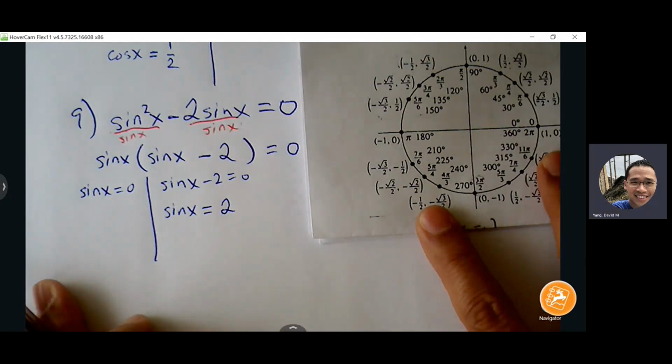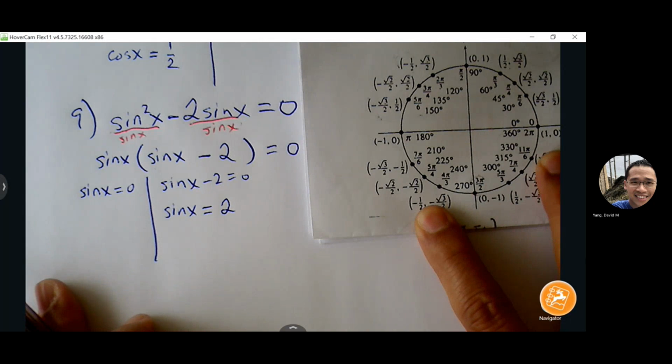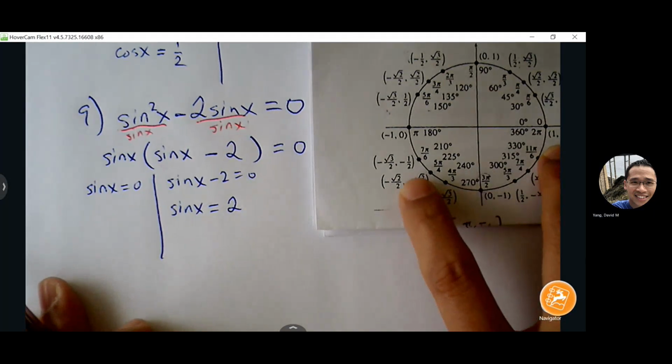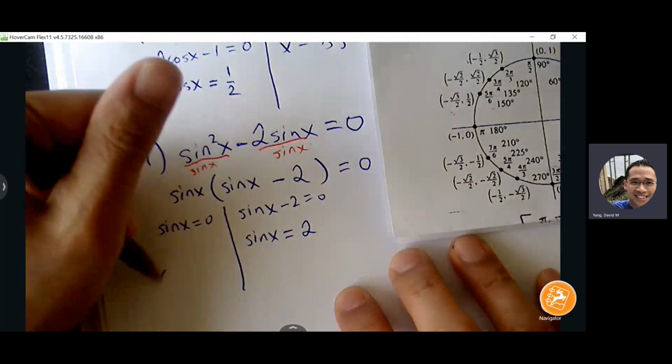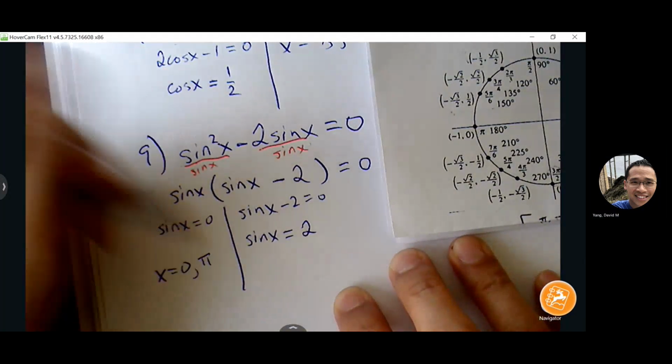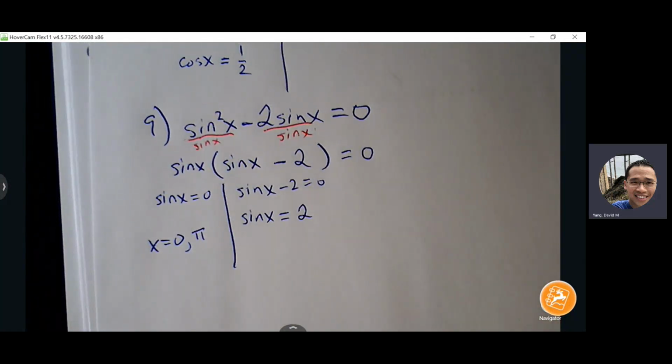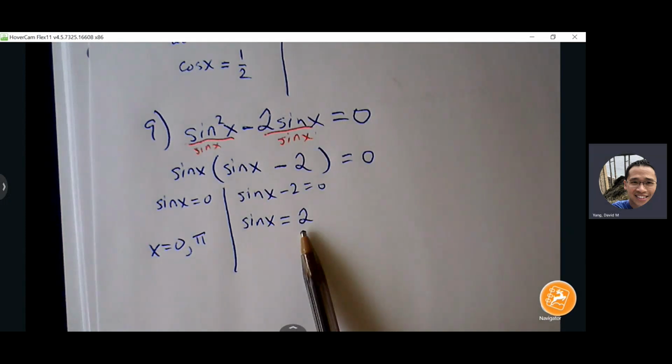Okay, where's sine equal to 0? Yeah, 0 and pi, right? So okay, I can say 2 pi as well, but I'll just add the plus 2 pi n. That'll account for all the solutions. Is there any place where sine is 2?